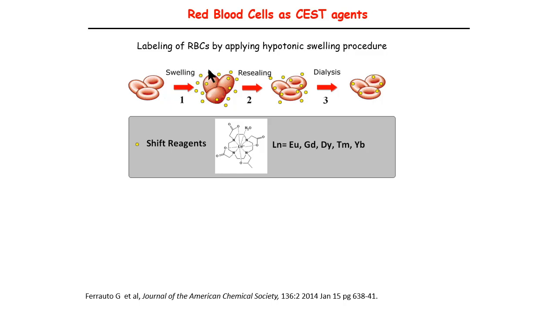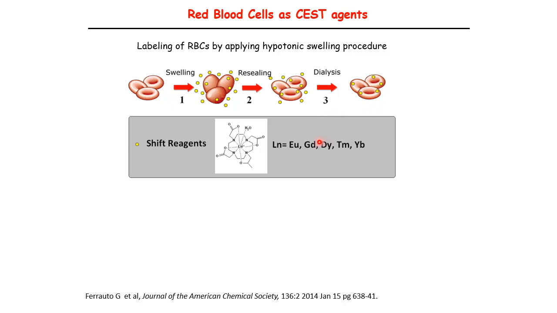We can go from the isosmotic condition with the blood to a hyposmotic condition, swelling the cell and forming a pore through which the agent may enter. And then we go back to the isosmolar condition. The red blood cells take again the usual discoidal shape, but now they have the agent included inside.